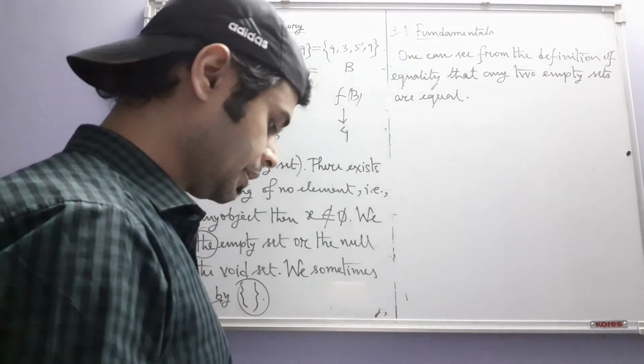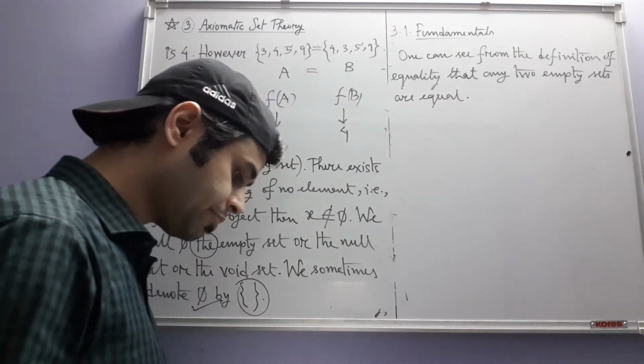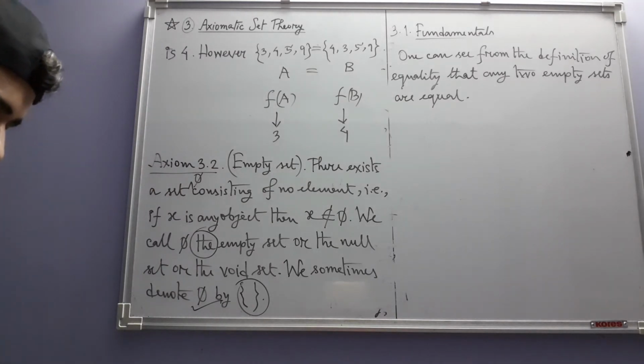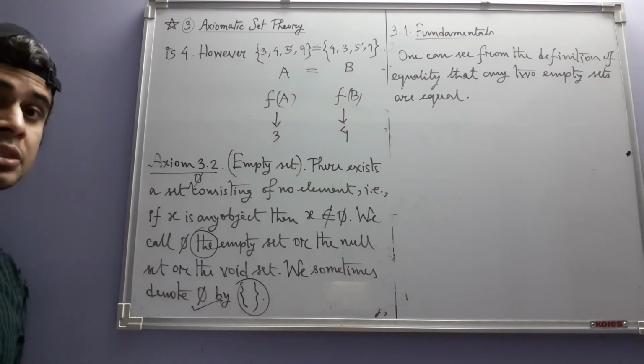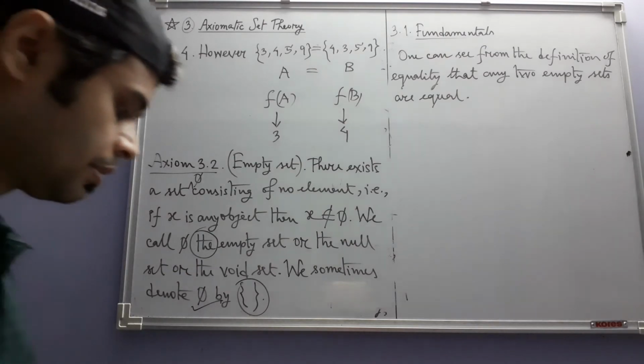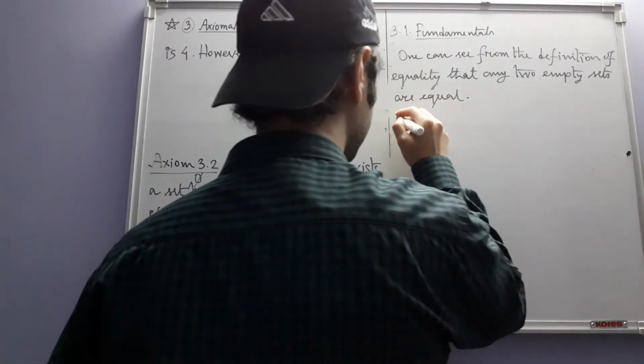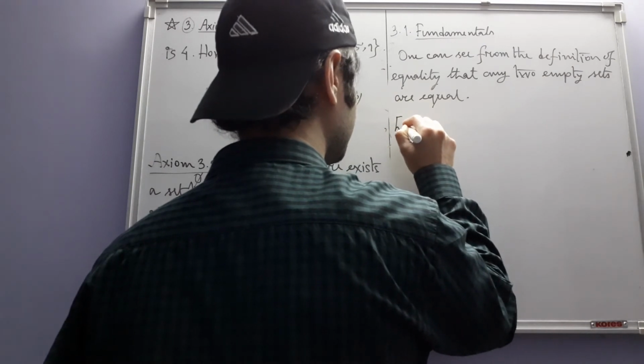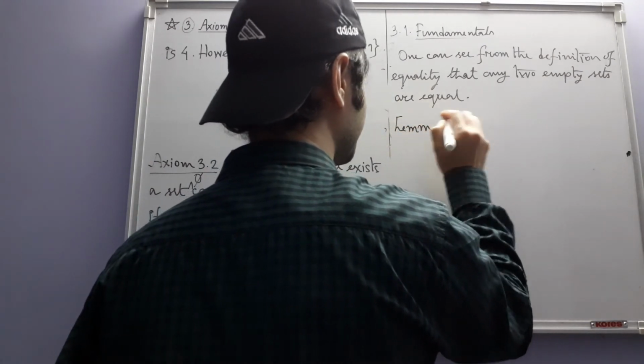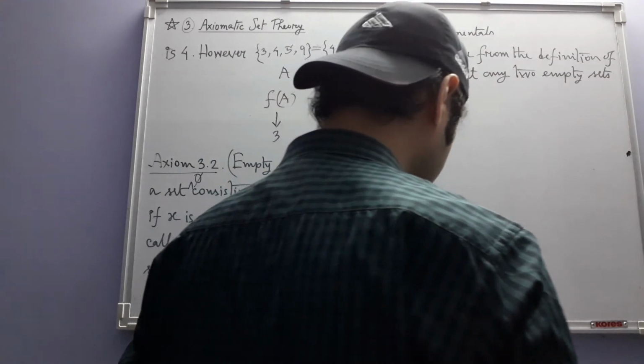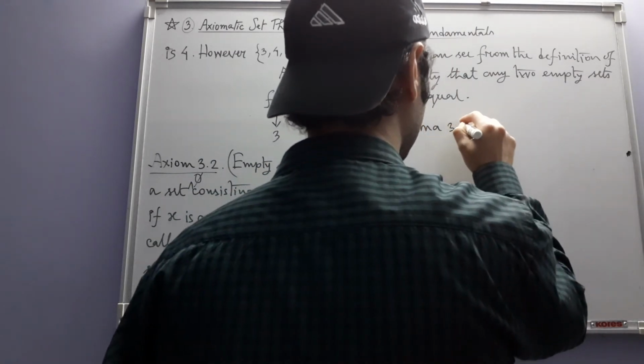Now the introduction of this empty set actually allows us to prove our first result. It's a very simple result, but it will become highly non-simple once we get to the axiom of choice.